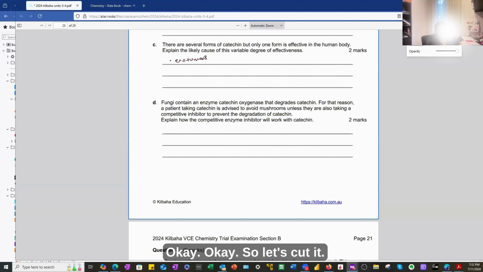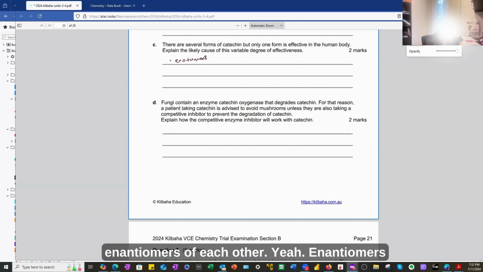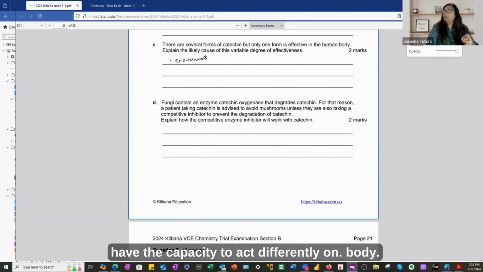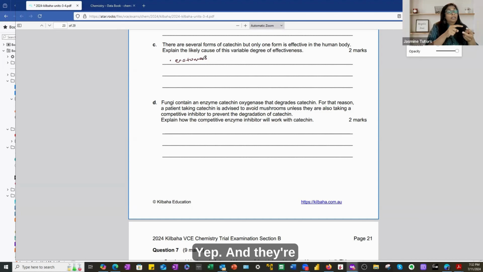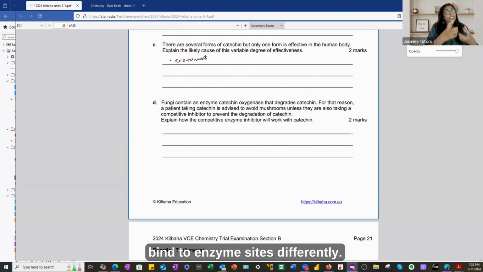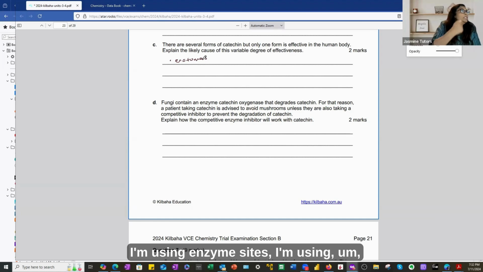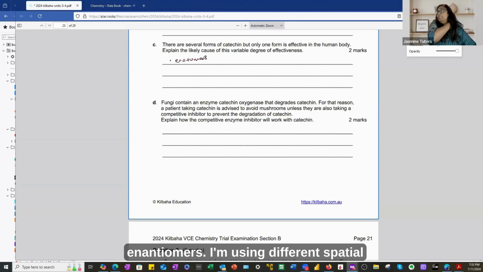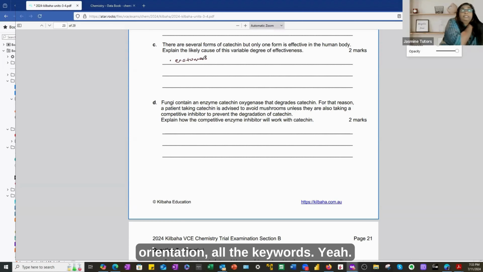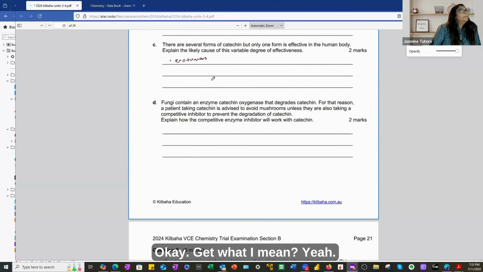So let's cut it. Just say that they're two different enantiomers of each other. Enantiomers have the capacity to act differently on the body. Because of the different spatial orientation of their functional groups, they bind to the enzyme sites differently. So key points: I'm using enzyme sites, enantiomers, different spatial orientation, all the keywords. Just go directly to the point, otherwise it's too long.